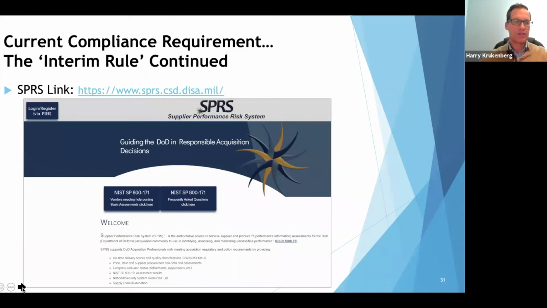So we put this in here just as a visual cue to SPRS. There has been some confusion since the interim rule went into place about how do I access SPRS, where is it, what do I do? This link here will essentially tell you everything that you need to know. It's actually a fairly simple system. You have to actually apply for access to the system, but once you're in, it's pretty straightforward on entering the data and the types of information that you need to enter and upload them.